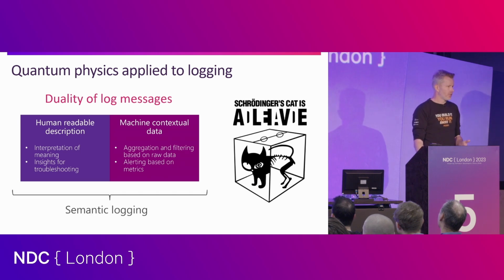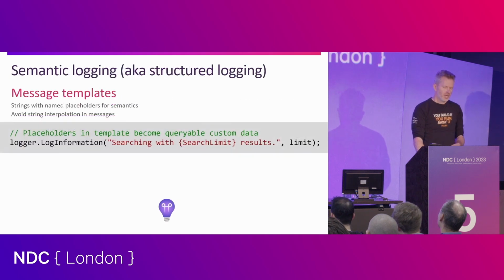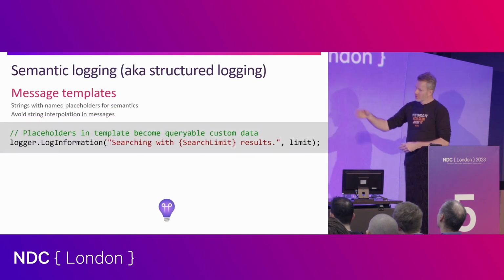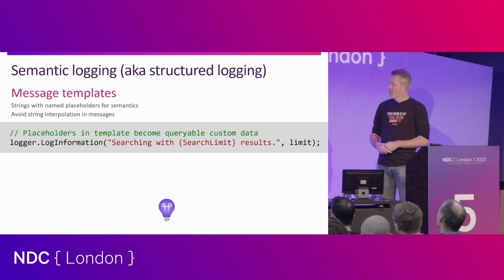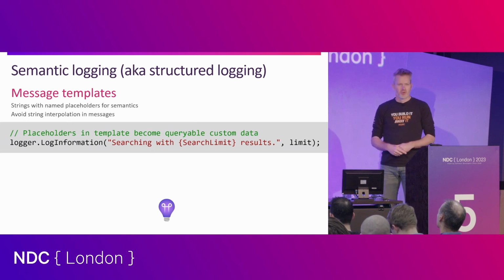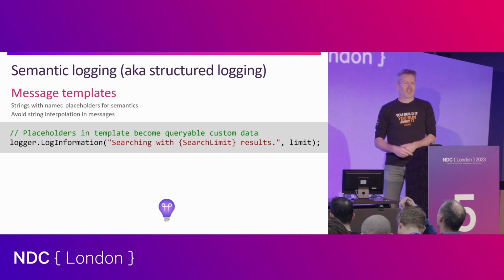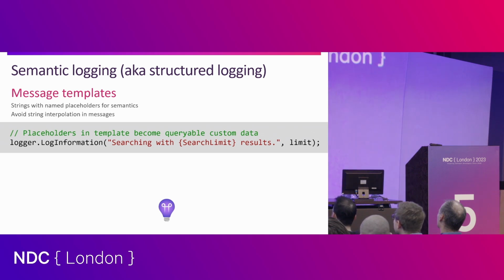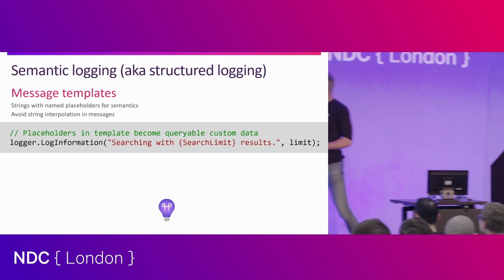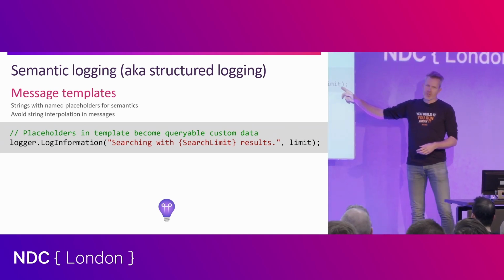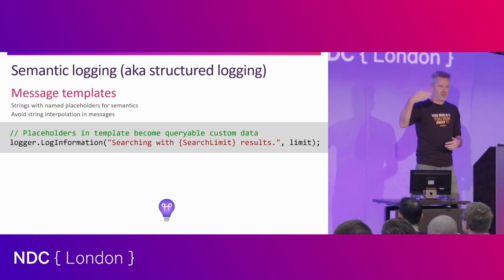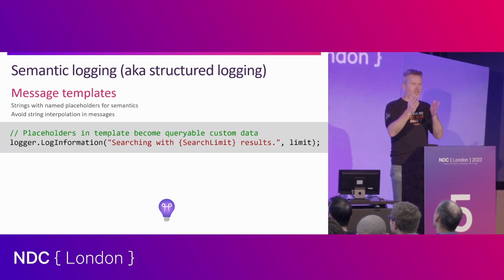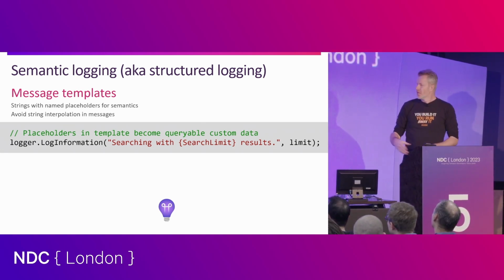So semantic logging, or structured logging, is what solved this problem. And you already saw this line just a moment ago. It seems obvious, it's just a formatted string with some string interpolation. But if you look closely, this thing, the search limit, it's not a 0. It doesn't match up by name, so it goes together in a positional way.